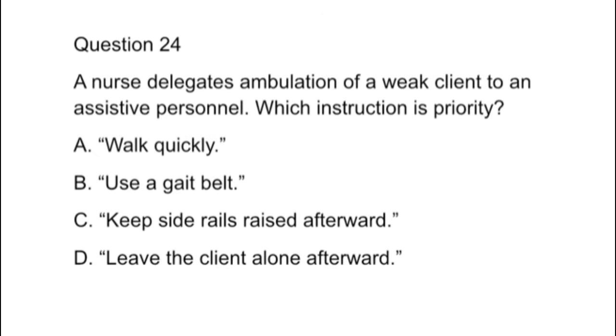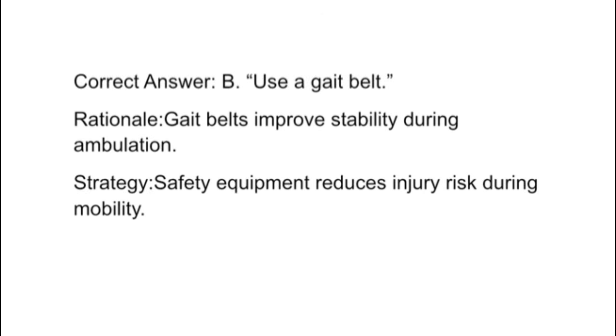Question 24. A nurse delegates ambulation of a weak client to an assistive personnel. Which instruction is priority? A. Walk quickly. B. Use a gait belt. C. Keep side rails raised afterward. D. Leave the client alone afterward. Correct answer, B. Use a gait belt. Rationale. Gait belts improve stability during ambulation. Strategy. Safety equipment reduces injury risk during mobility.